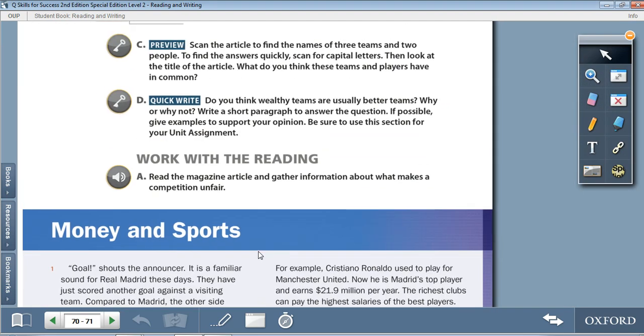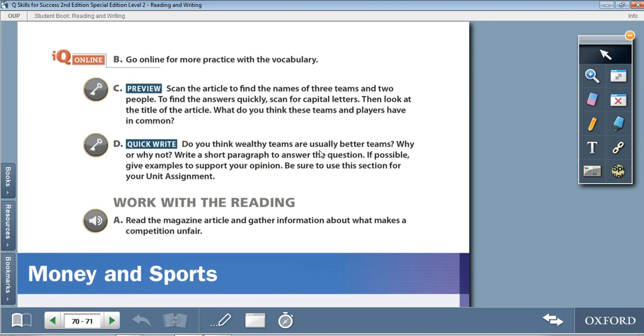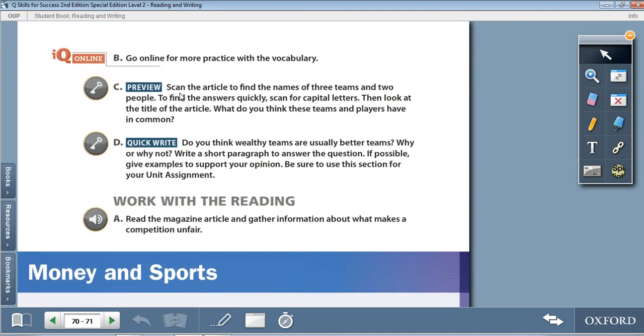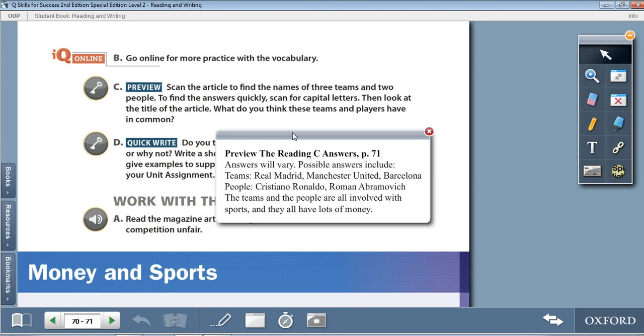Moving on to Activity C, the preview section. You need to scan the article to find the names of 3 teams and 2 people. To find the answers quickly, scan for capital letters, then look at the title of the article. What do you think these teams and players have in common? So scan the article, look for words with capital letters, and you will be able to answer the question.